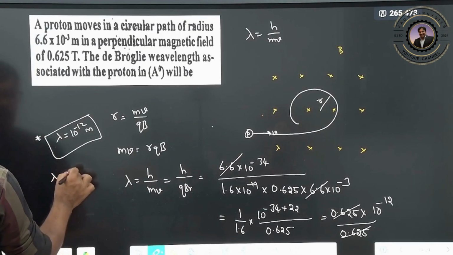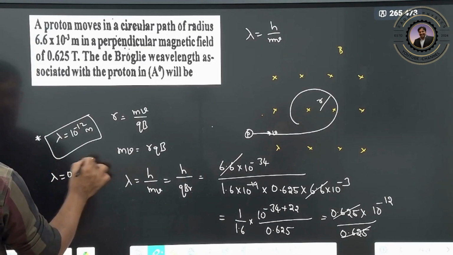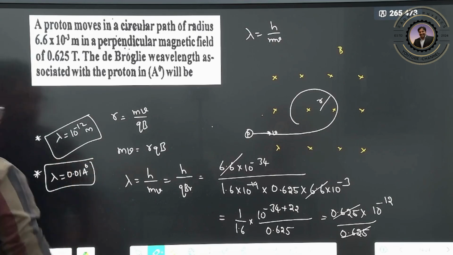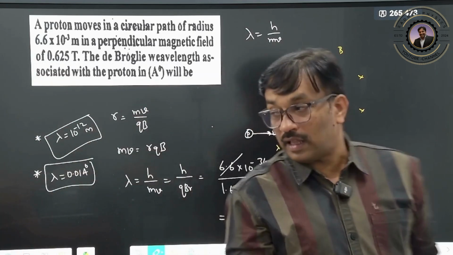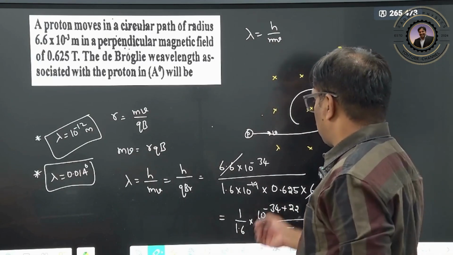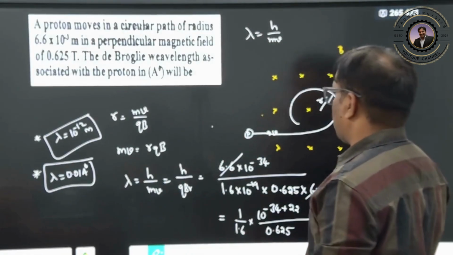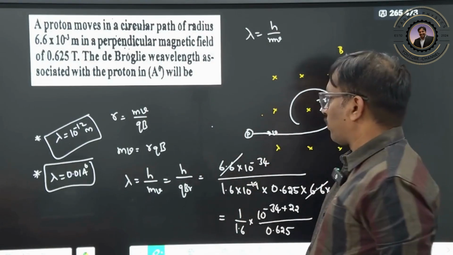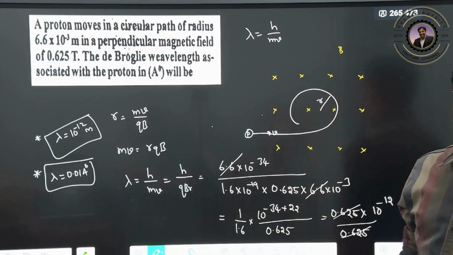Or the de Broglie wavelength is 0.01 angstroms. Clear? Therefore, it is a very small wavelength, right? Even though the particle is going at a very great speed, the wavelength is very, very small. Clear?